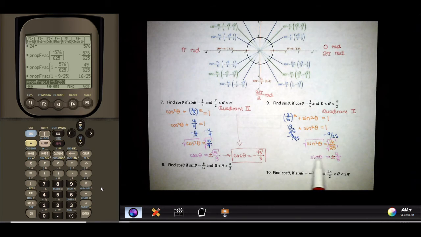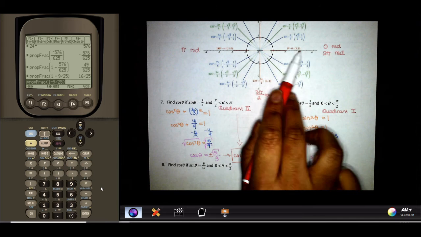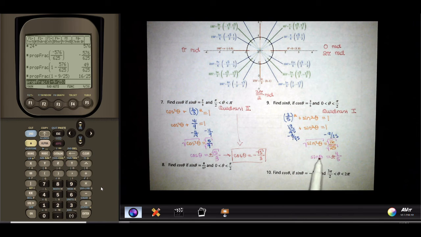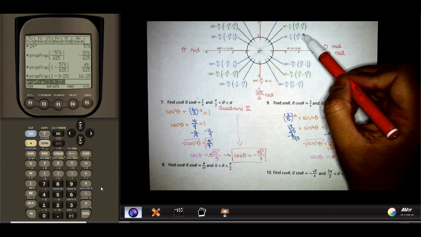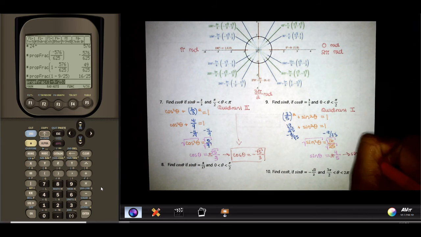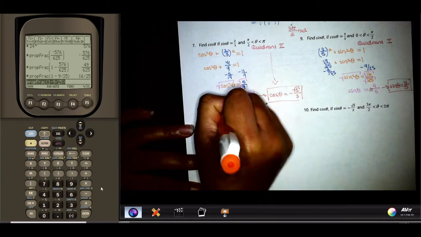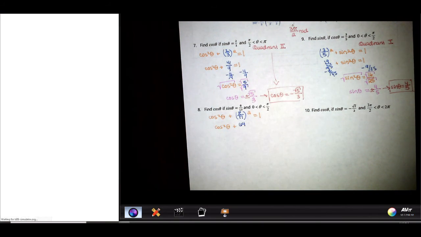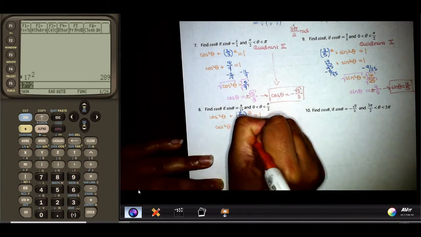Now we're going to look back and see 0 to pi over 2 is in quadrant 1. And in quadrant 1, the sine values, which are the y values, are all positive. So we know our answer is going to be positive. Go ahead and try the next two out, and then you can check your work.